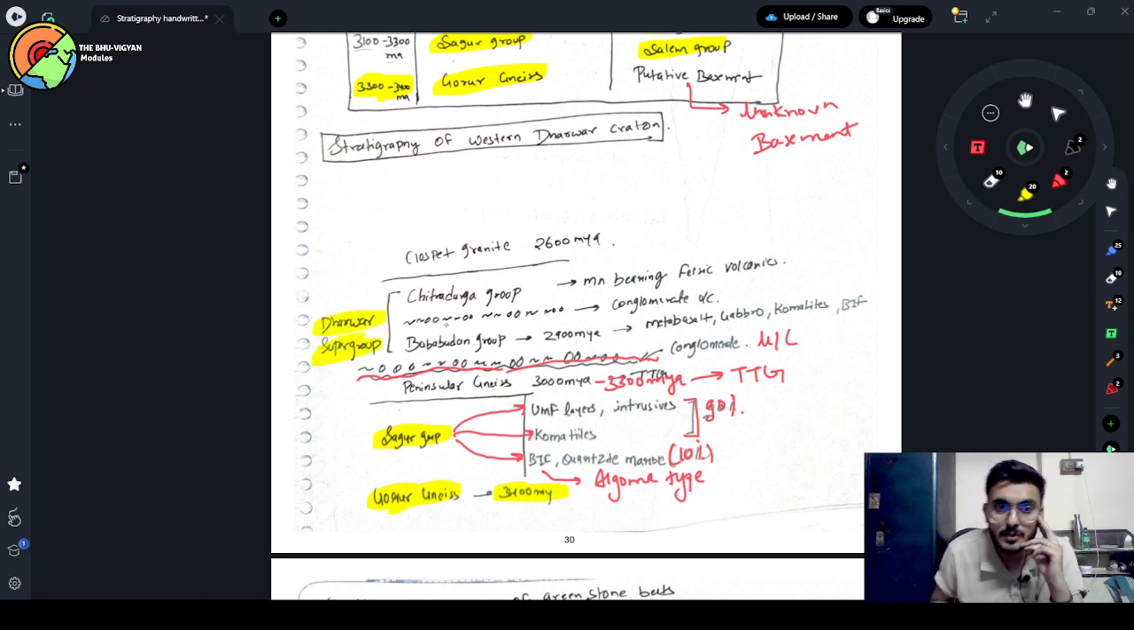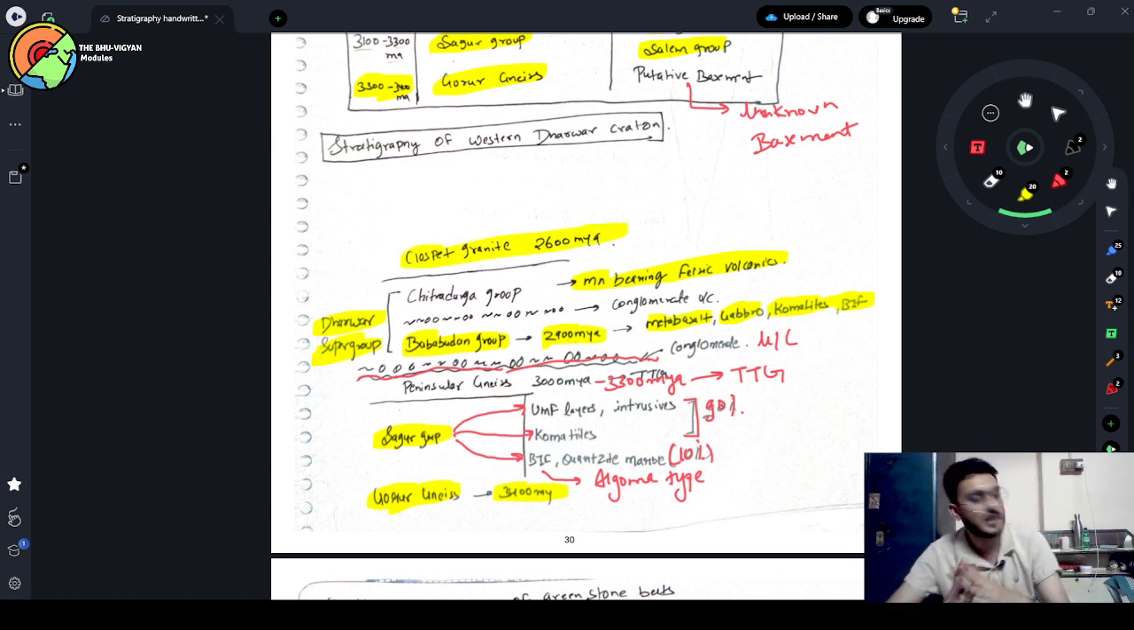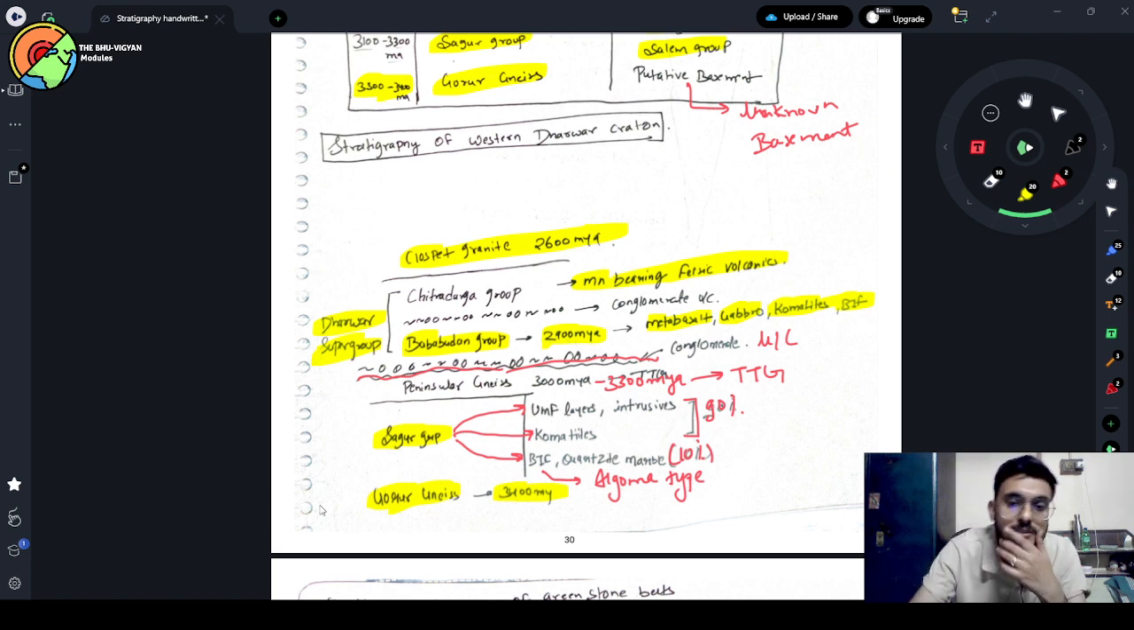In this Dharwar supergroup, we have Baba Budan group, whose age is 2900 million years, which basically contains metabasalts, gabbro, komatiites, and BIF. Above that, we will again see the unconformity. Then we have a Chitradurga group. In this Chitradurga group, the composition is manganese bearing felsic volcanics, and above that we have a Closepet granite. The age of the Closepet granite is 2600 million years.